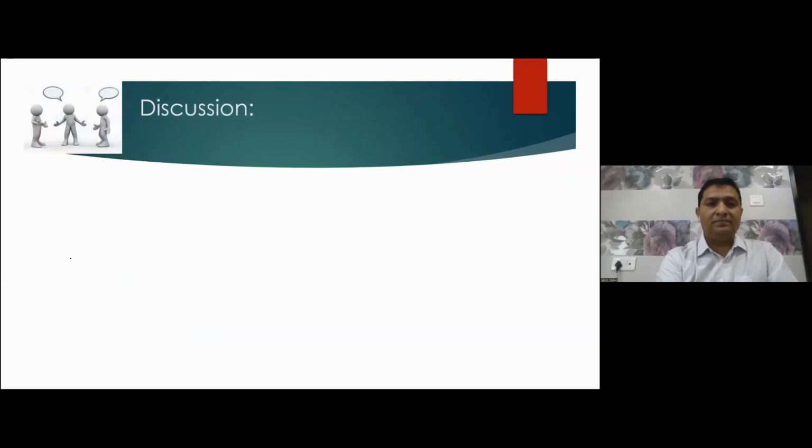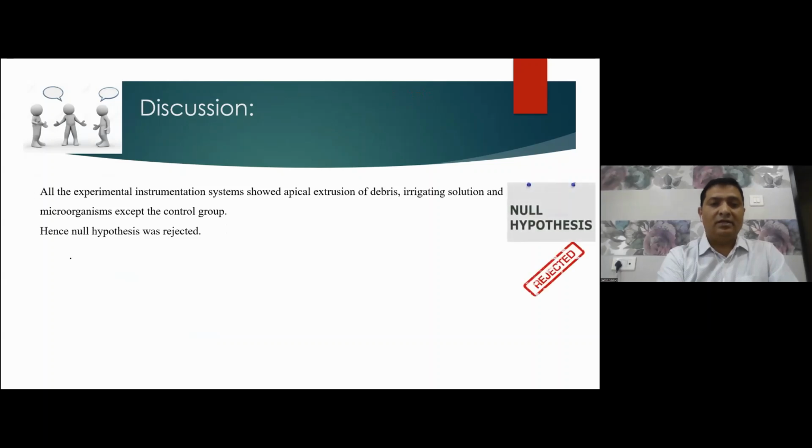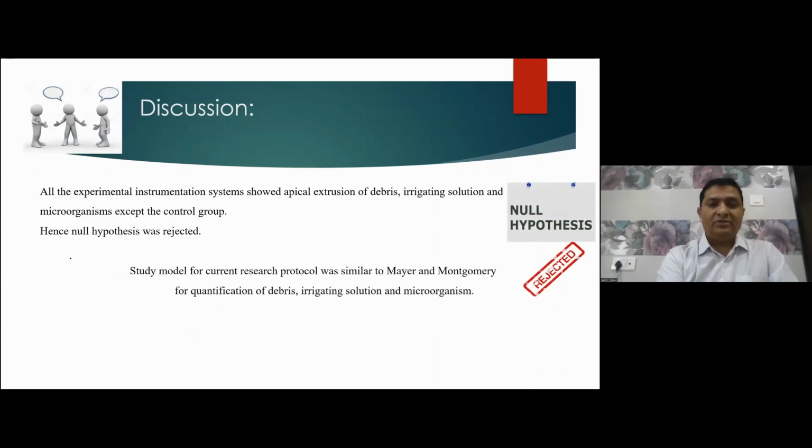Coming to the discussion, all experimental instrumentation systems show periapical extrusion of debris, irrigating solution and microorganisms, except the control groups. Hence, the null hypothesis was rejected. The study model for the research protocol was similar to Myers and Montgomery.